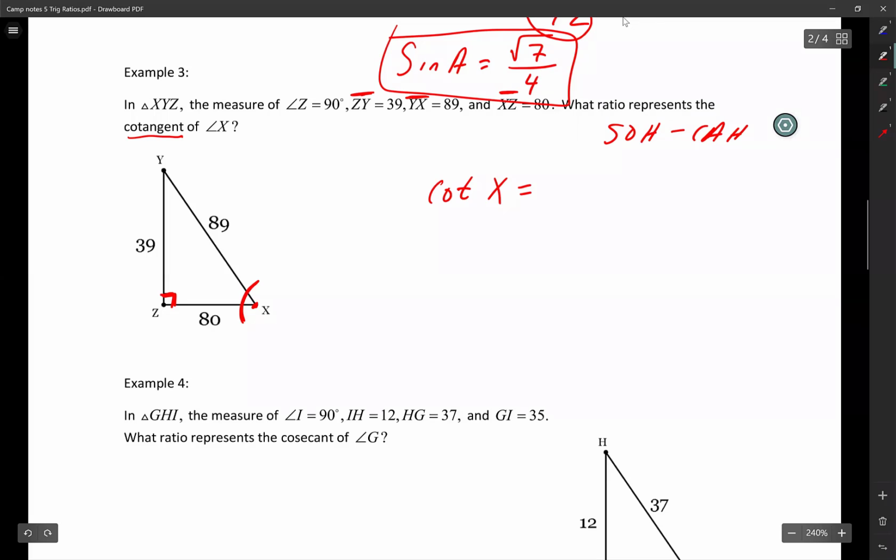SOHCAHTOA. If you always want to reference your originals, that's fine. Tangent is opposite over adjacent, but this is a reciprocal, so it's going to be adjacent over opposite. So adjacent, I'm going to put theta. What's next door to my theta? The 80.